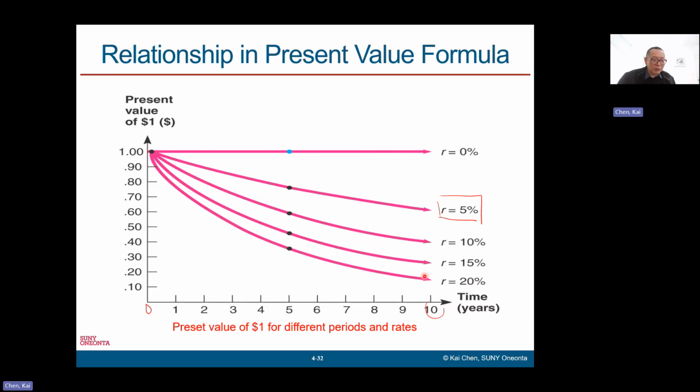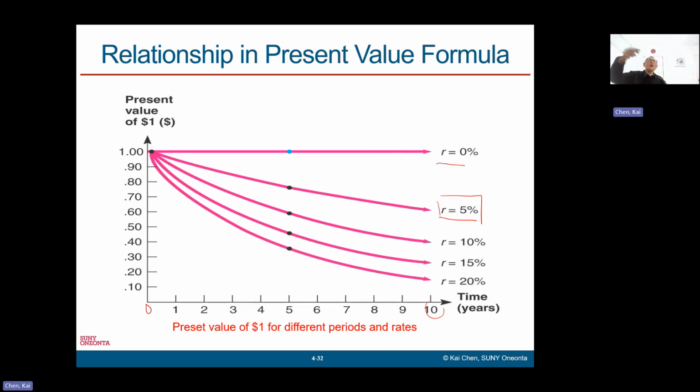We know R is the growth rate. If the growth rate is 0, that means there is no growth. So in the future, because over the investment process there is no growth.